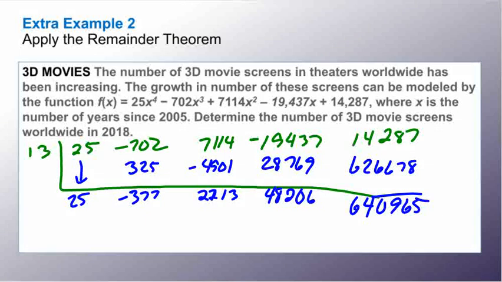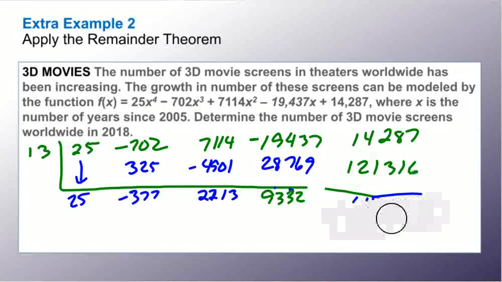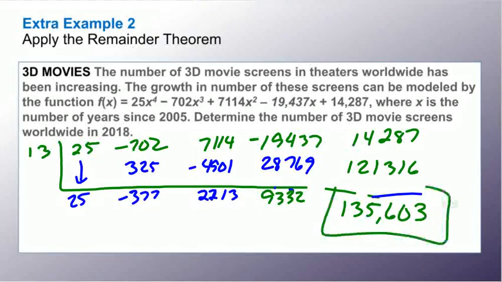So if I did negative 19,437 plus 28,769, that gives us 9,332. Multiply that by 13, gives us 121,316. Then add that to 14,287, gives us 135,603. That would be the number of 3D movie screens worldwide. So that is our lesson on the remainder theorem.